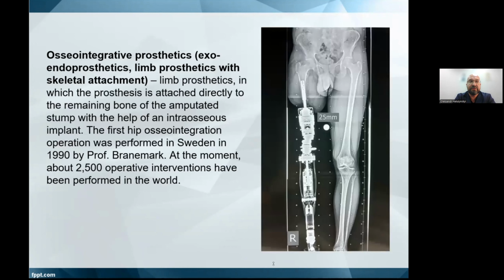Osseointegrative prosthetics, or exoendoprosthetics, is limb prosthetics with skeletal attachment, in which the prosthesis is attached directly to the remaining bone of the amputated stump with the help of an intraosseous implant. The first hip osseointegration operation was performed in Sweden in 1990 by Professor Brånemark. At the moment, about 2,500 operative interventions have been performed in the world.